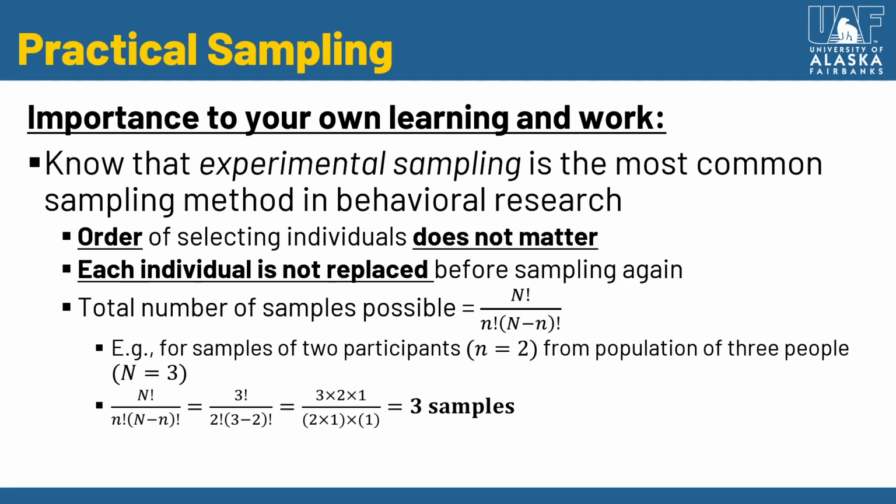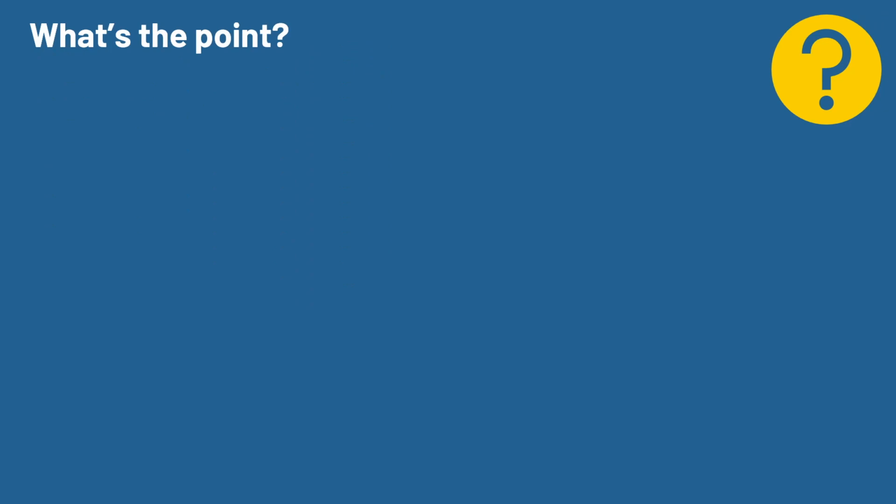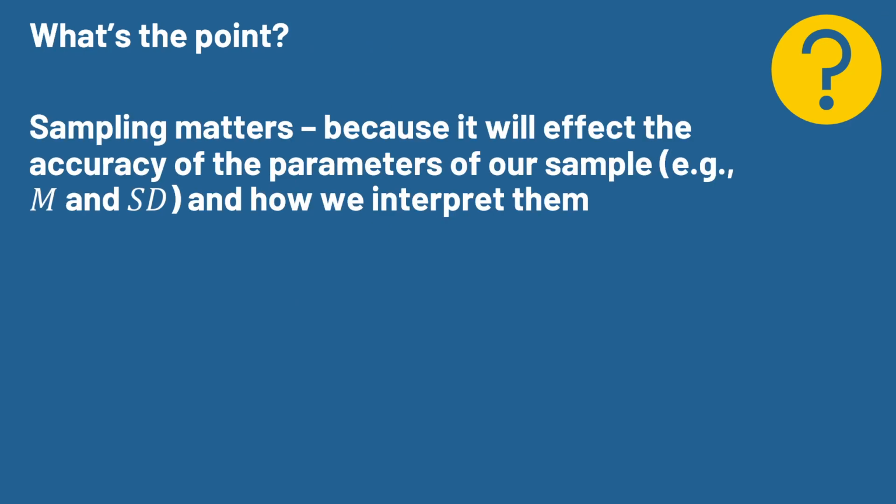But again, it's worth mentioning and providing context for how we draw samples and recognizing that in statistics and in social science research, what is ideal often is not what is realistic. And so we inherently have to sometimes accept a little bit of limitation in our ability to reach the theoretical goals we try to attain with our rigor and with our methods. And so you might say, okay, what's the point? Why are we talking about this? Well, generally speaking, it's because sampling matters, like I said, and because it will affect the accuracy of the parameters of our sample and how we interpret them.